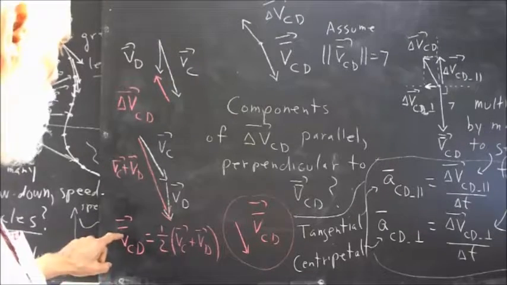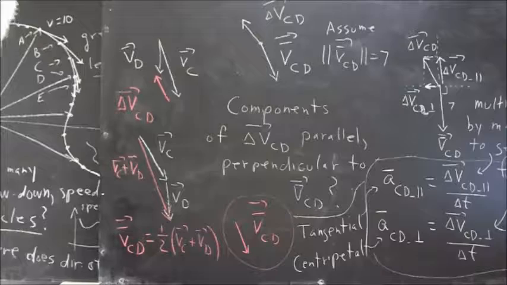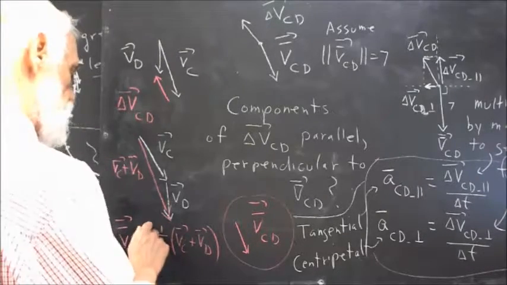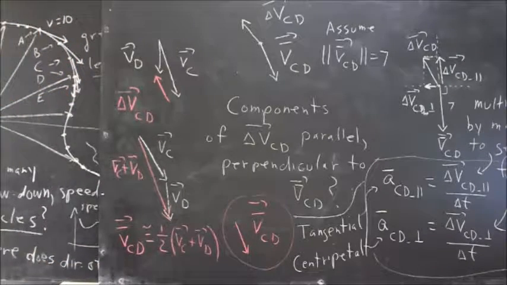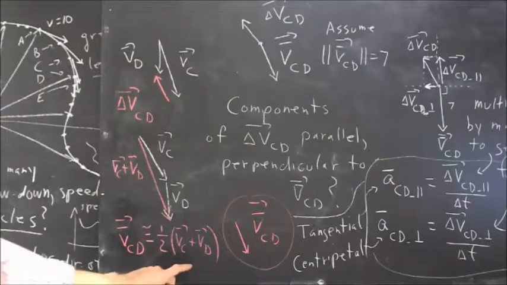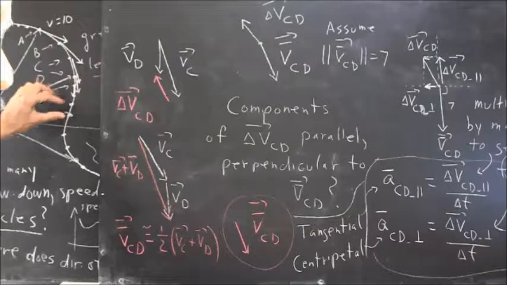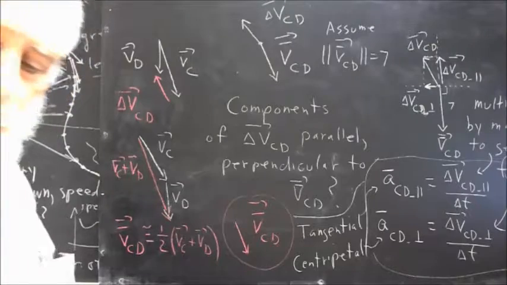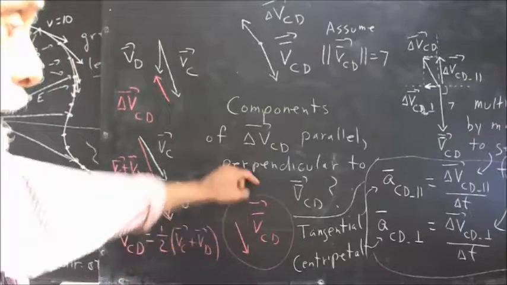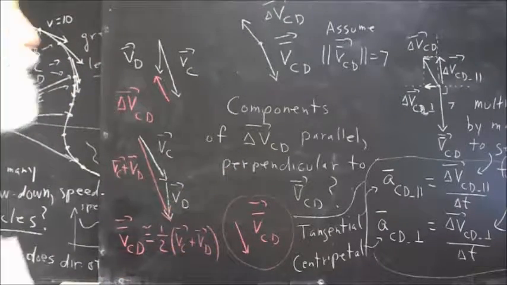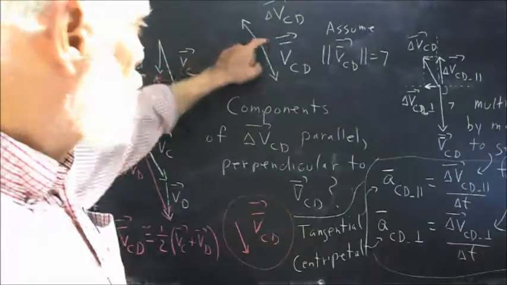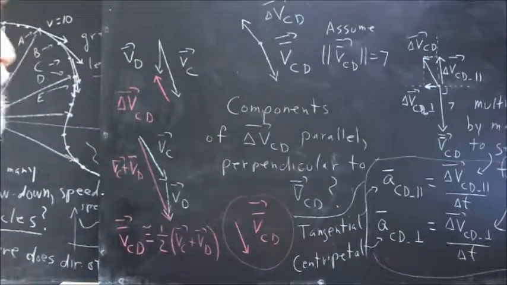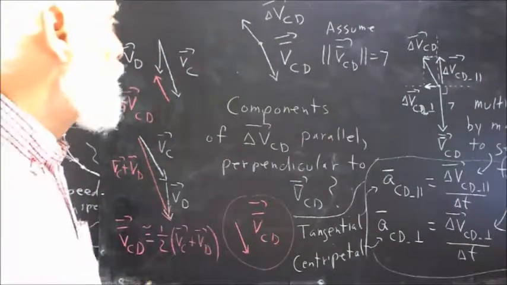So we're going to say the average velocity on CD is approximately equal to 1/2 of VC plus VD. I'll put that little wavy thing in there to indicate it's approximately equal. That's not a bad approximation, especially if the intervals are short. So we now have an approximation to the average velocity, V bar CD, and we can now sketch the delta V vector and the V bar CD vector and ask what they tell us.